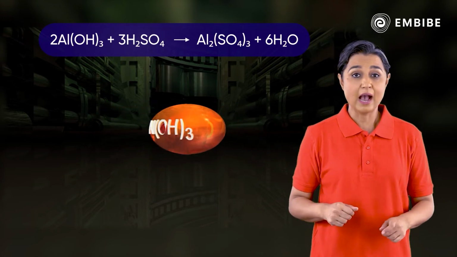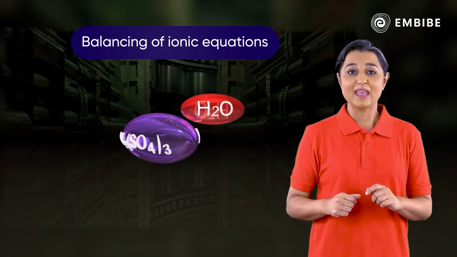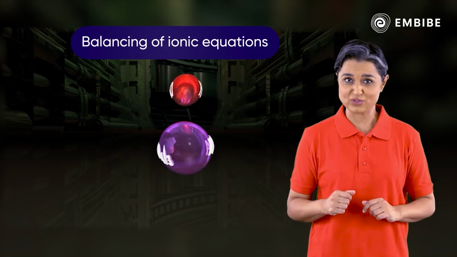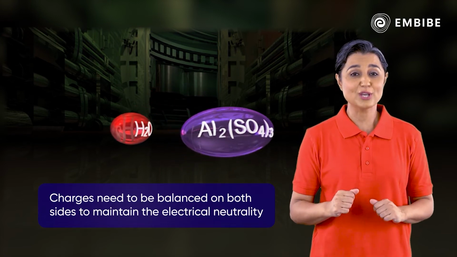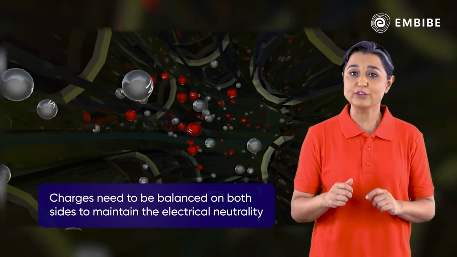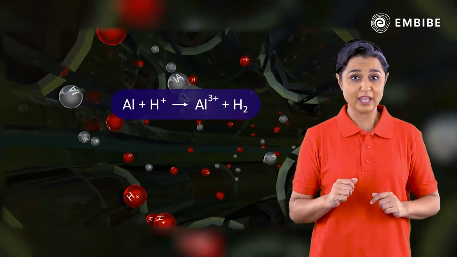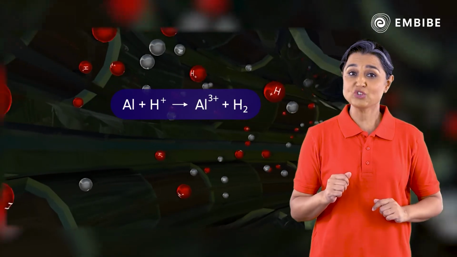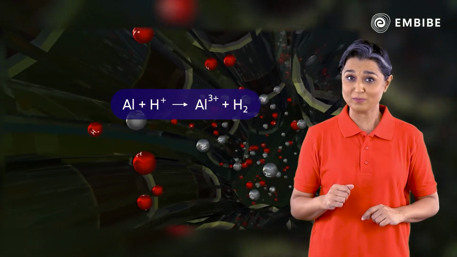Let's now see how ionic equations are balanced. In the case of ionic equations, charges on both the sides should be balanced to maintain the electrical neutrality. Consider the ionic equation in which Al plus H+ gives Al3+ plus H2.